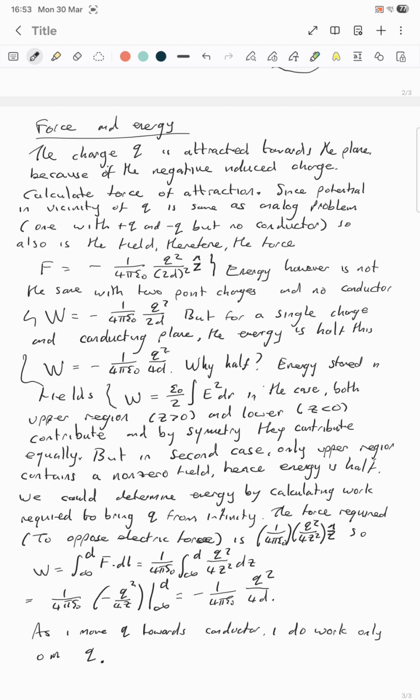We could determine energy by calculating the work required to bring a charge from infinity. The force required to oppose the electric force is thus here. So we'll come to this conclusion. As I move a charge Q towards a conductor, I do work only on that Q.